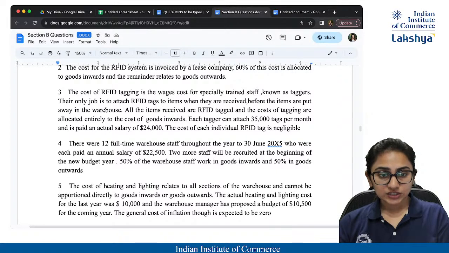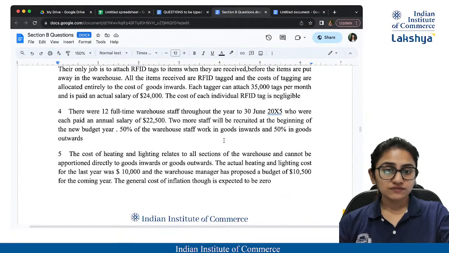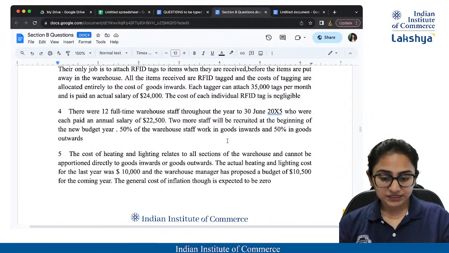Each tagger can attach 35,000 tags per month and is paid an annual actual salary of 24. The cost of each individual RFID tag is negligible. So directly it will go to inward. The next, warehouse staff wages. There were 12 full-time warehouse staff throughout the year to 30th June who were each paid a salary of $22,500. 2 more staff will be recruited at the beginning of the new budget year. 50% is in goods outward and 50% is in goods inward.